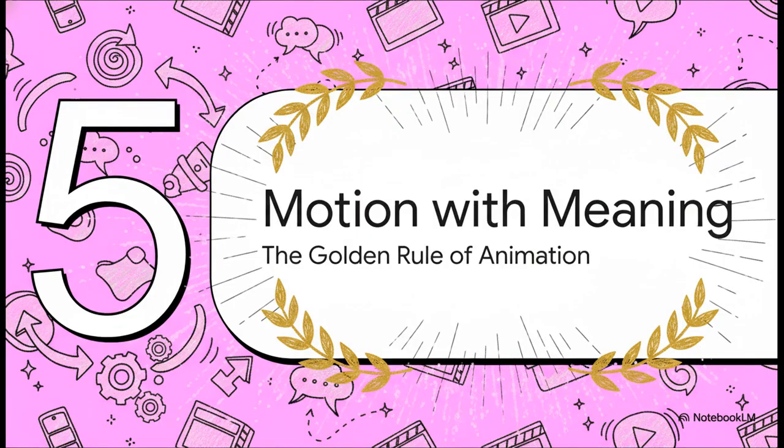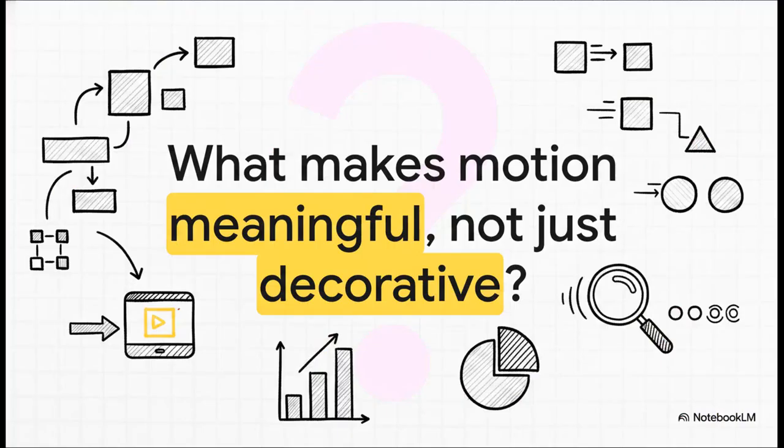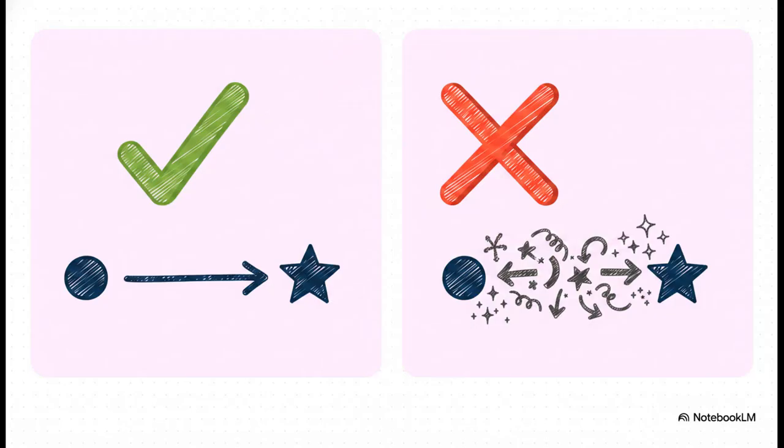And that brings us to our final and maybe the most important principle of all. This is the one thing that separates a truly great explainer from one that's just more noise on the internet. It's the golden rule that should guide every single frame you create. So what's the secret? How do we make sure that every little thing that moves on screen is actually doing some real work? That it's not just there to look flashy, but to actively help the viewer understand what's going on? It all comes down to one word: intent.